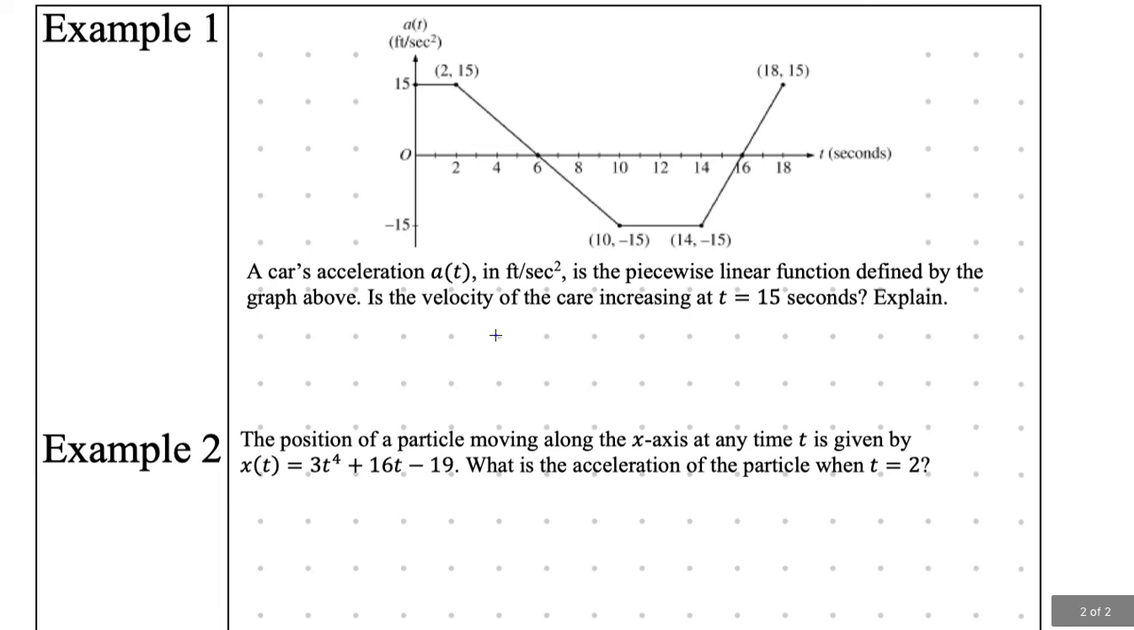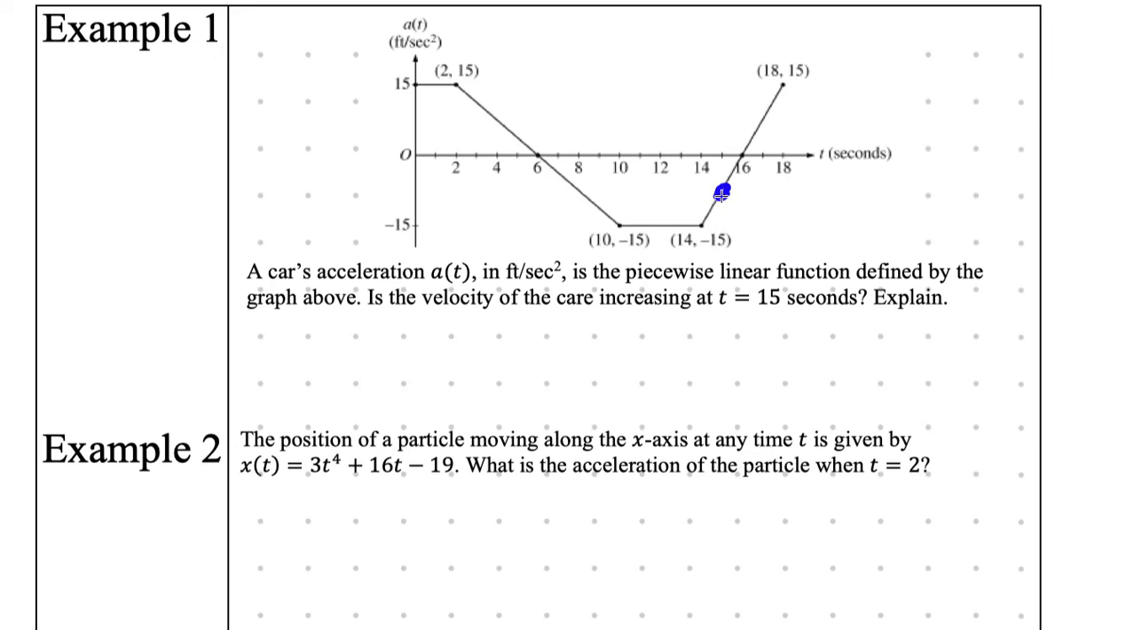So we have a car and it has a graph of acceleration for that car. And of course it's piecewise defined because it's broken up into lots of these segments. I want to know the velocity of the car. Is the velocity of the car increasing at t equals 15? This is an actual AP question, which is interesting, right? So here's 15. So I'm really right here on my graph.